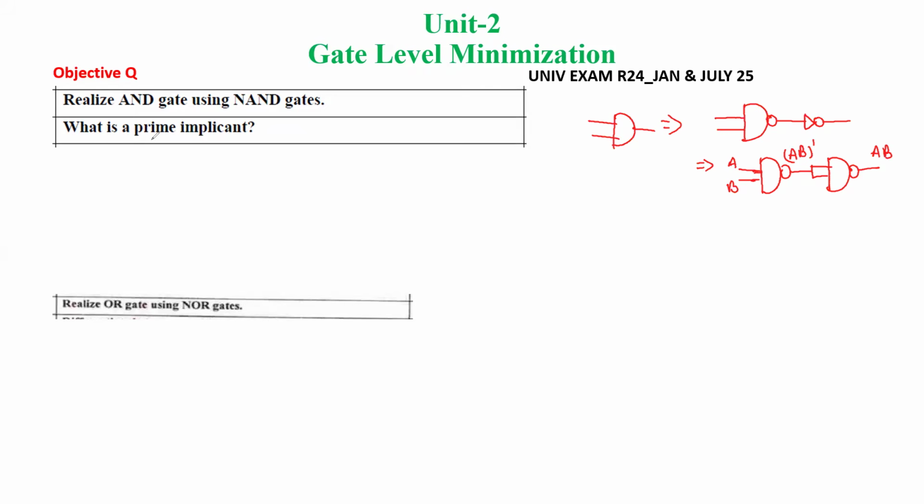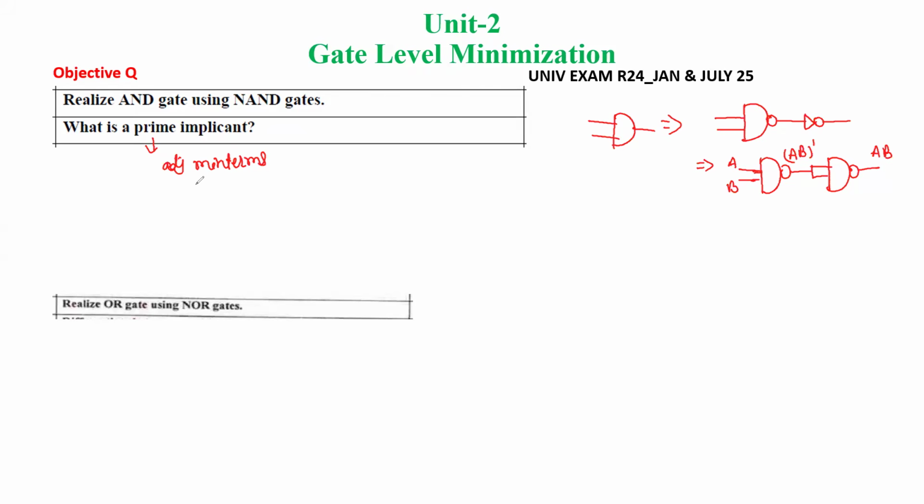Second one is the prime implicant. That prime implicant we are going to obtain by combining the maximum adjacent min terms. Maximum adjacent min terms we are going to combine and we'll obtain the product terms. That is called the prime implicants.